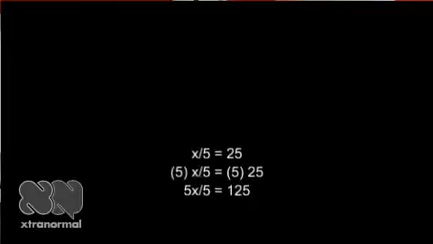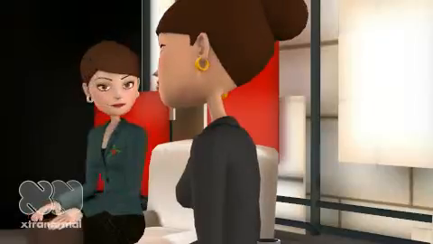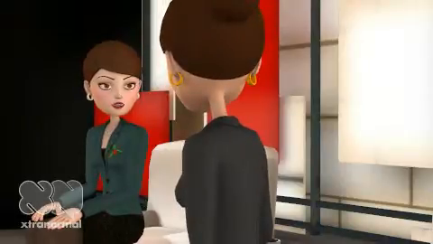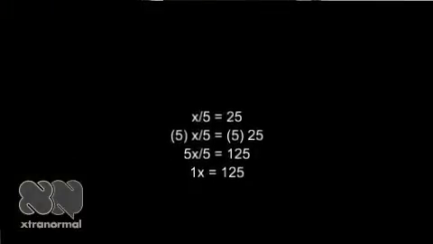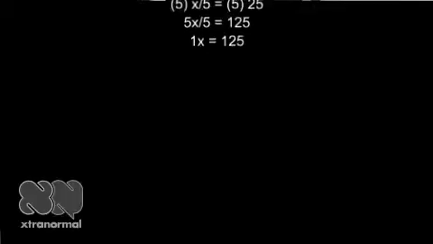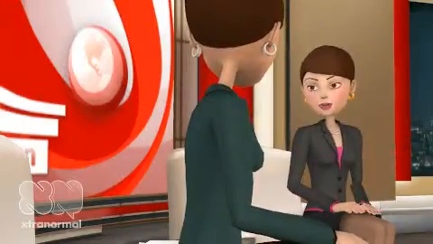Now I have 5x over 5 equals 125. And what happens next? Well, 5 over 5 equals 1. So I now have 1x equals 125. Good job. Let's do one more to see if you get the hang of it.